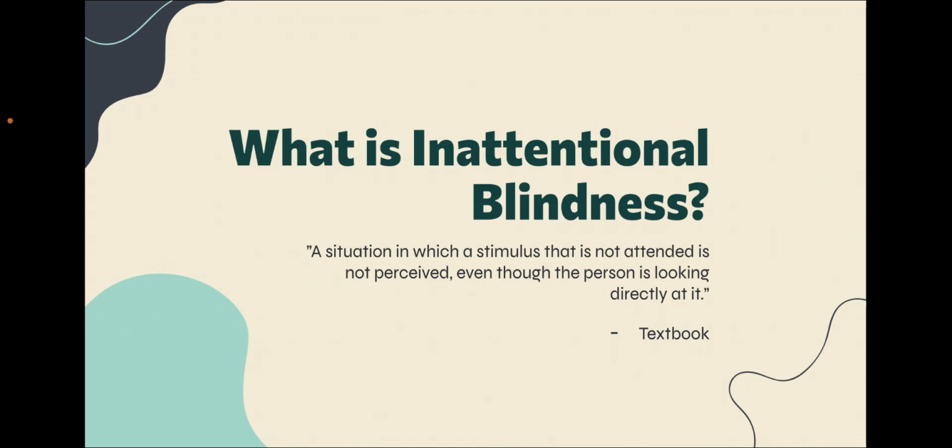So what is inattentional blindness? It's actually similar to change blindness in that there is a stimulus there that you don't actually notice or perceive, but it occurs in a different way. So here is the definition that we get from the textbook. It is a situation in which a stimulus that is not attended is not perceived, even though the person is looking directly at it. So in other words, inattentional bias is when you miss something that happens right in front of you because you're too focused on something different, like maybe another task or you're looking at something else.